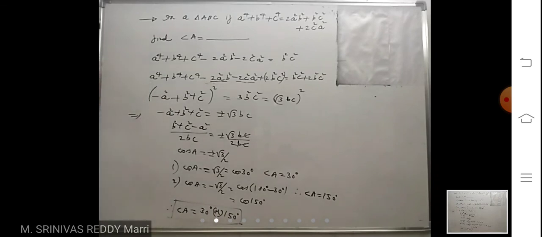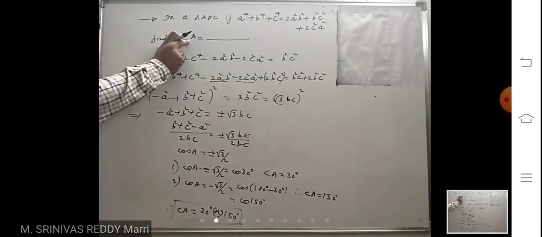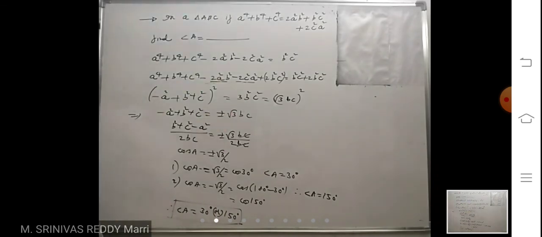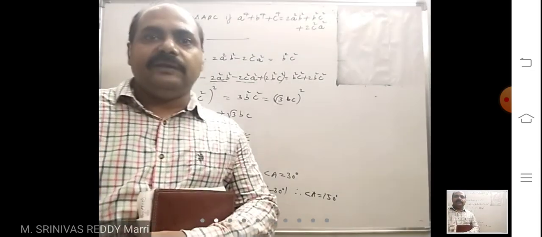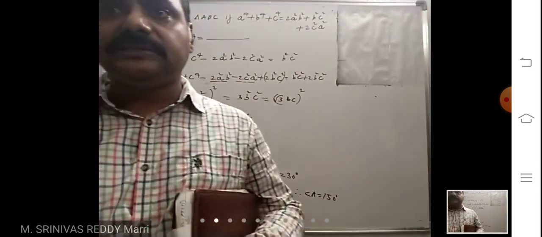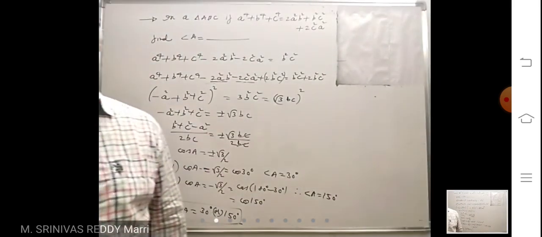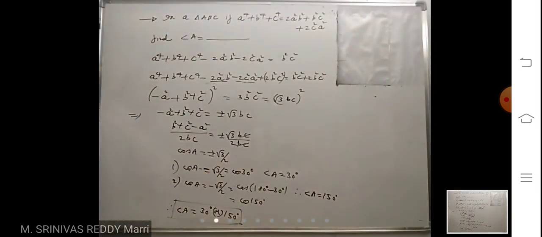This is a cosine rule application. Whenever angle A is asked, try to calculate cos A, that means b square plus c square minus a square divided by 2bc.